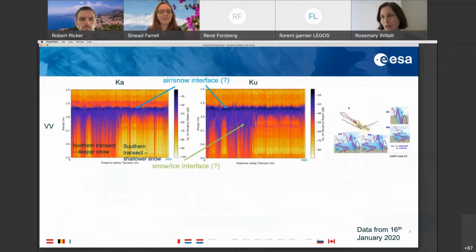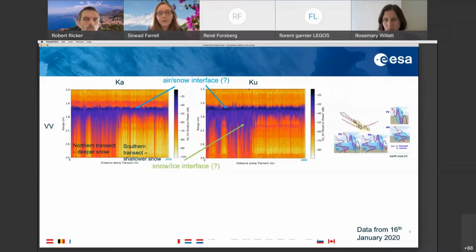So first of all, let's have a look at some Kuka data and get a feel for the general characteristics. What I'm showing in these top two panels here are VV or copol data in the Ka and the Ku bands. Now, the really striking thing is that the Ka and the Ku band data look really similar, and we can see just from looking at this that the dominant scattering surface is the air-snow interface, indicated with the blue arrows, because we know that the instrument is at a height of around 1.5 meters above the air-snow interface. We can also see a trace of what appears to be the snow-ice interface lower down, and I'll talk about that more in a minute.